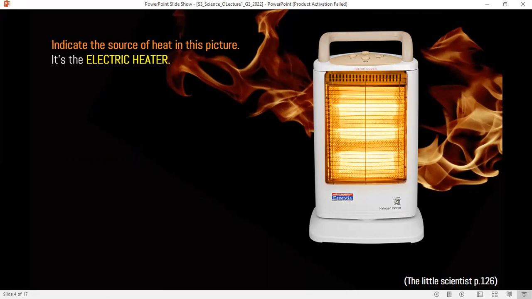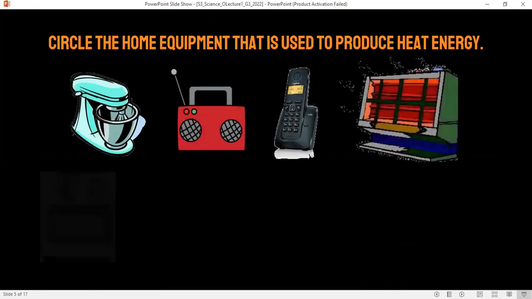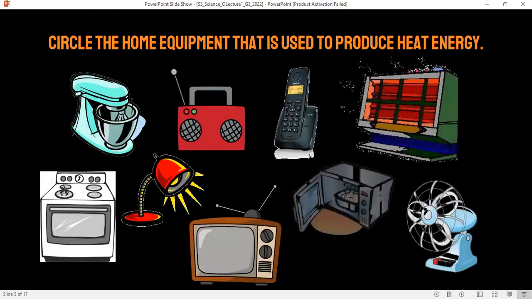So now you know that the sun, the electric heater, and the stove are examples of things that provide us with heat energy. Here are different devices or things that can be found in our houses. Help me to choose the ones that make heat energy. This exercise is found in your book. This question is found in your book on page 129.